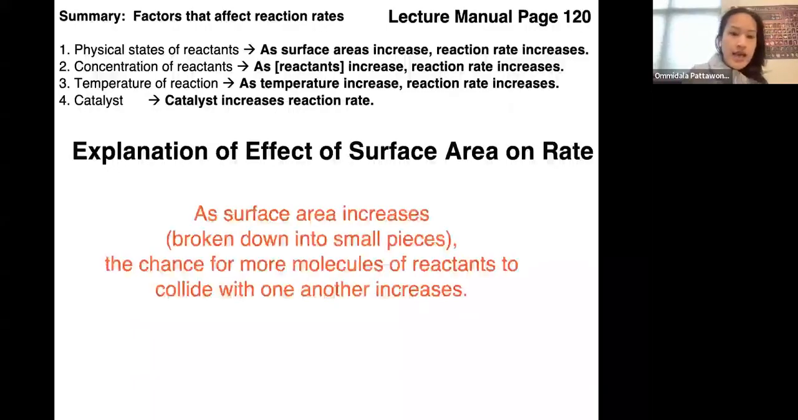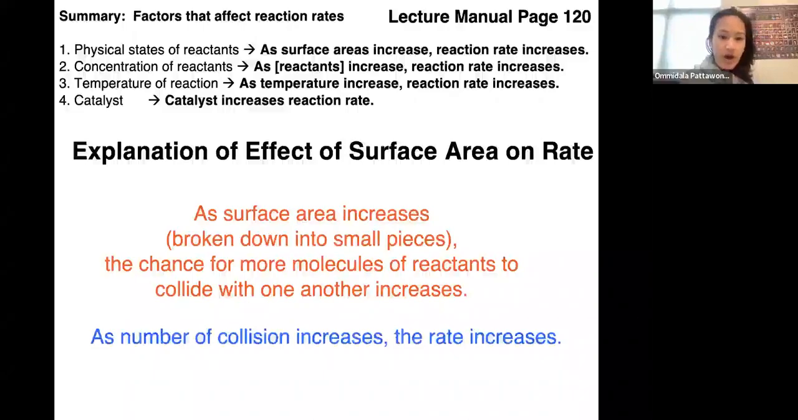In this case, as the surface area increases, which means that if the reactant is broken into small pieces, that allows for a larger surface area of interaction, the chance for more molecules of reactant to collide with one another is going to increase. This is going to result in the number of collisions increasing, and it's going to lead to the rate of the reaction increasing as well.